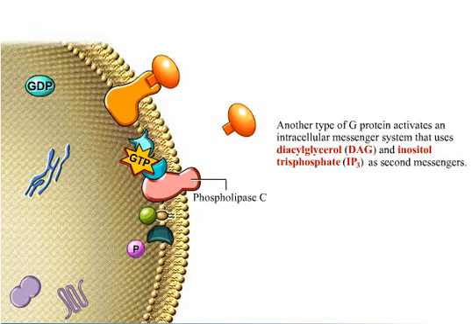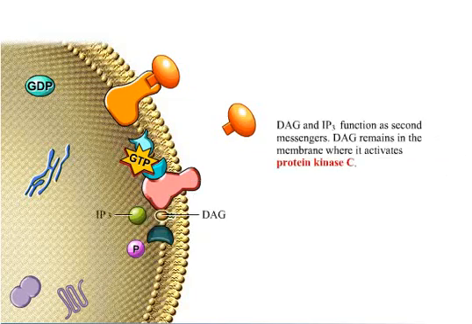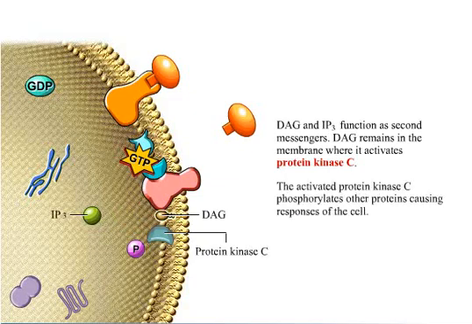Phospholipase C causes a membrane phospholipid called phosphatidylinositol bisphosphate to cleave into diacylglycerol and inositol trisphosphate. Each functions as a second messenger. Diacylglycerol remains in the membrane where it activates protein kinase C, and inositol trisphosphate enters the cytosol. The activated protein kinase C phosphorylates other proteins, causing responses of the cell.